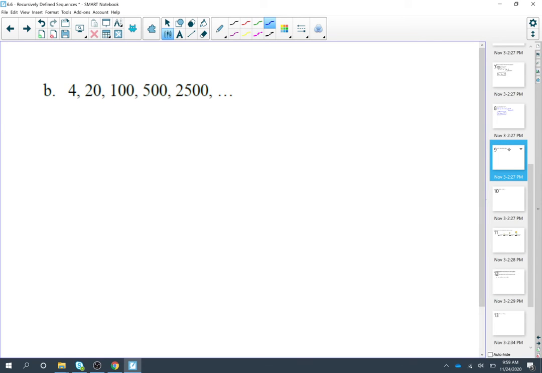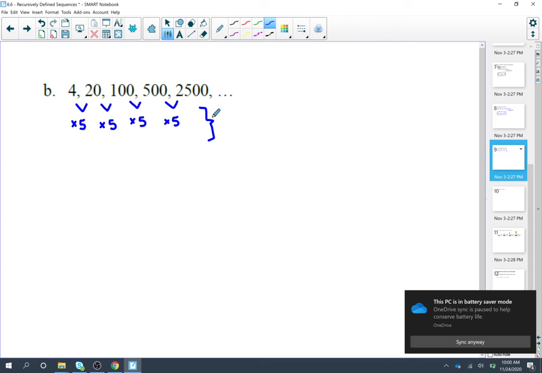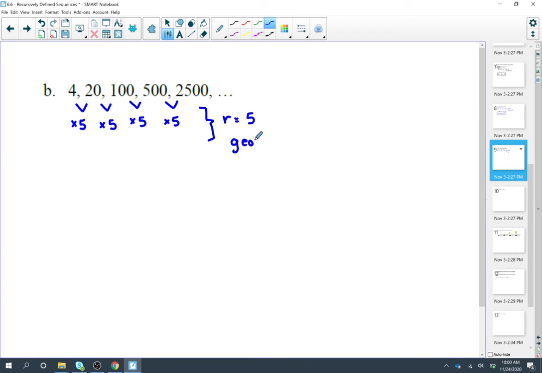Letter B. Okay, so first of all, 4 to 20, 20 to 100, 100 to 500. Multiply by 5. 20 times 5. 100 times 5. 500 times 5. So this one, because I'm multiplying, I know that this is a common ratio of 5, which means this is geometric.